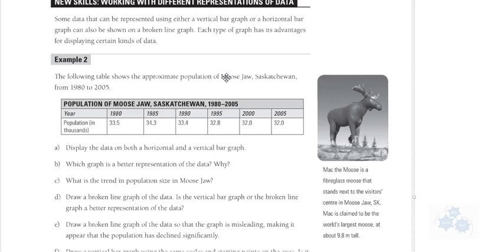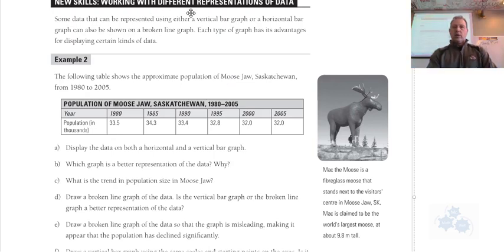Okay, so as we continue this lesson here, we're going to look at working with different representations of data. Okay, some data can be represented using a vertical bar graph or a horizontal bar graph, and it can be shown in a broken line graph. Each type of graph has its advantages for displaying certain types of data. So here's a picture of Mac the moose.